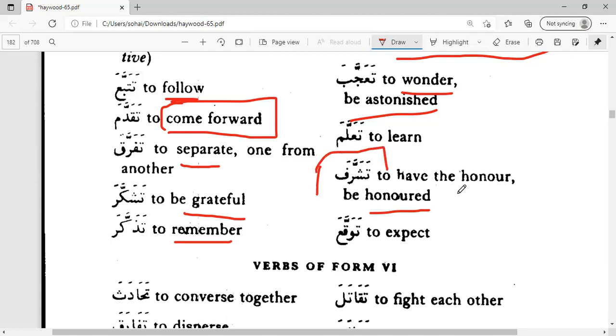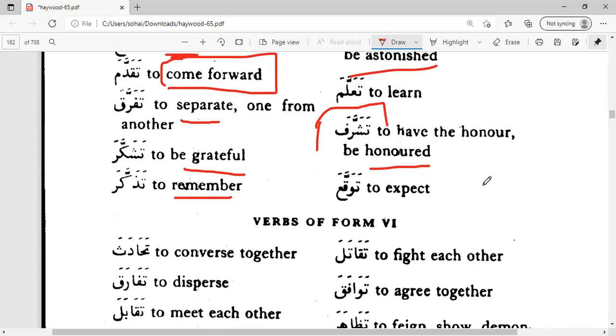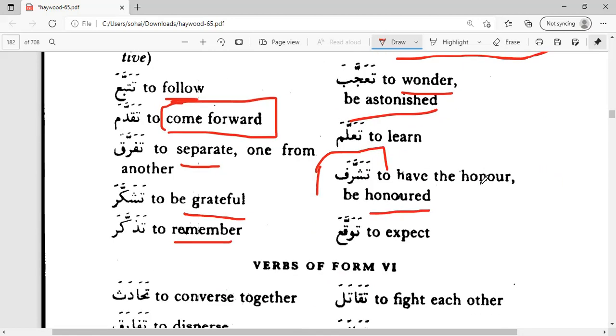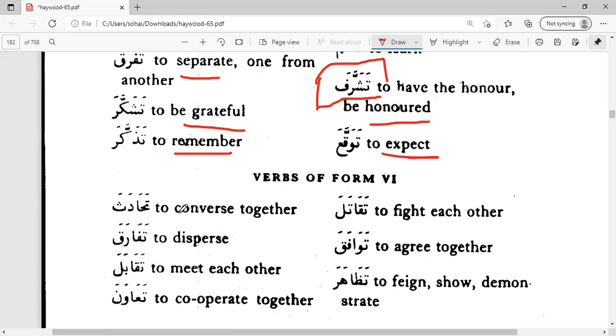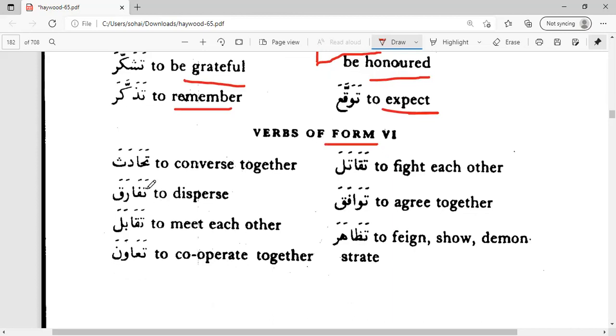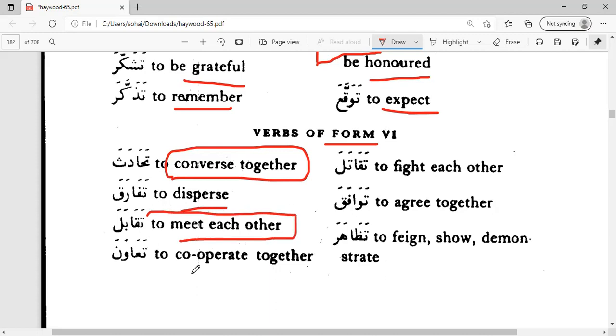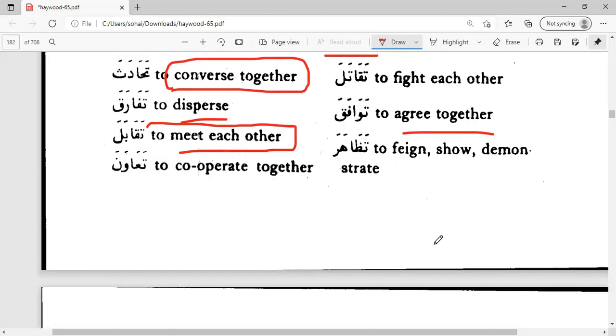Sometimes this verb doesn't need a passive form, and this comes with more experience. The passive and the active would have the same meaning, so you don't need to use the passive in some instances. توقع, to expect. Form 6 verbs. تحادث, to converse together. تفارق, to disperse. تقابل, to meet each other. تعاون, to cooperate together. تقاتل, to fight each other. توافق, to agree together. تظاهر, to feign, show, demonstrate.